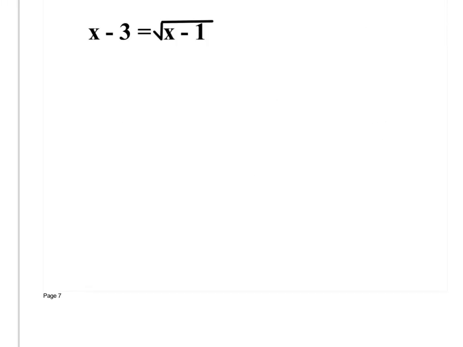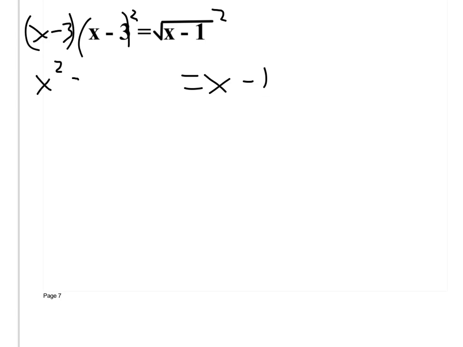x minus 3 equals the square root of x minus 1. So I square both sides to get rid of the radical sign. That leaves me with x minus 1 on the right side. On the other side, I just do x minus 3 times x minus 3. This gives me x squared minus 6x plus 9.